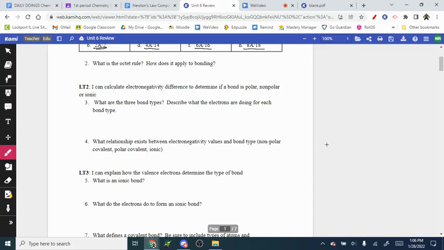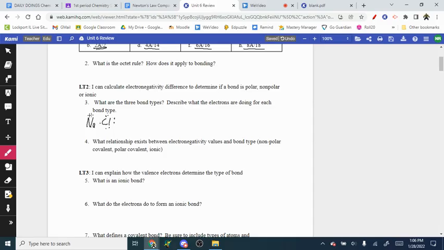The 3 bond types are ionic, polar, and nonpolar. For an ionic bond, electrons are transferred from one element to another. Okay, so for example, if we have sodium and chlorine, sodium has 1 valence electron, chlorine has 7 valence electrons.